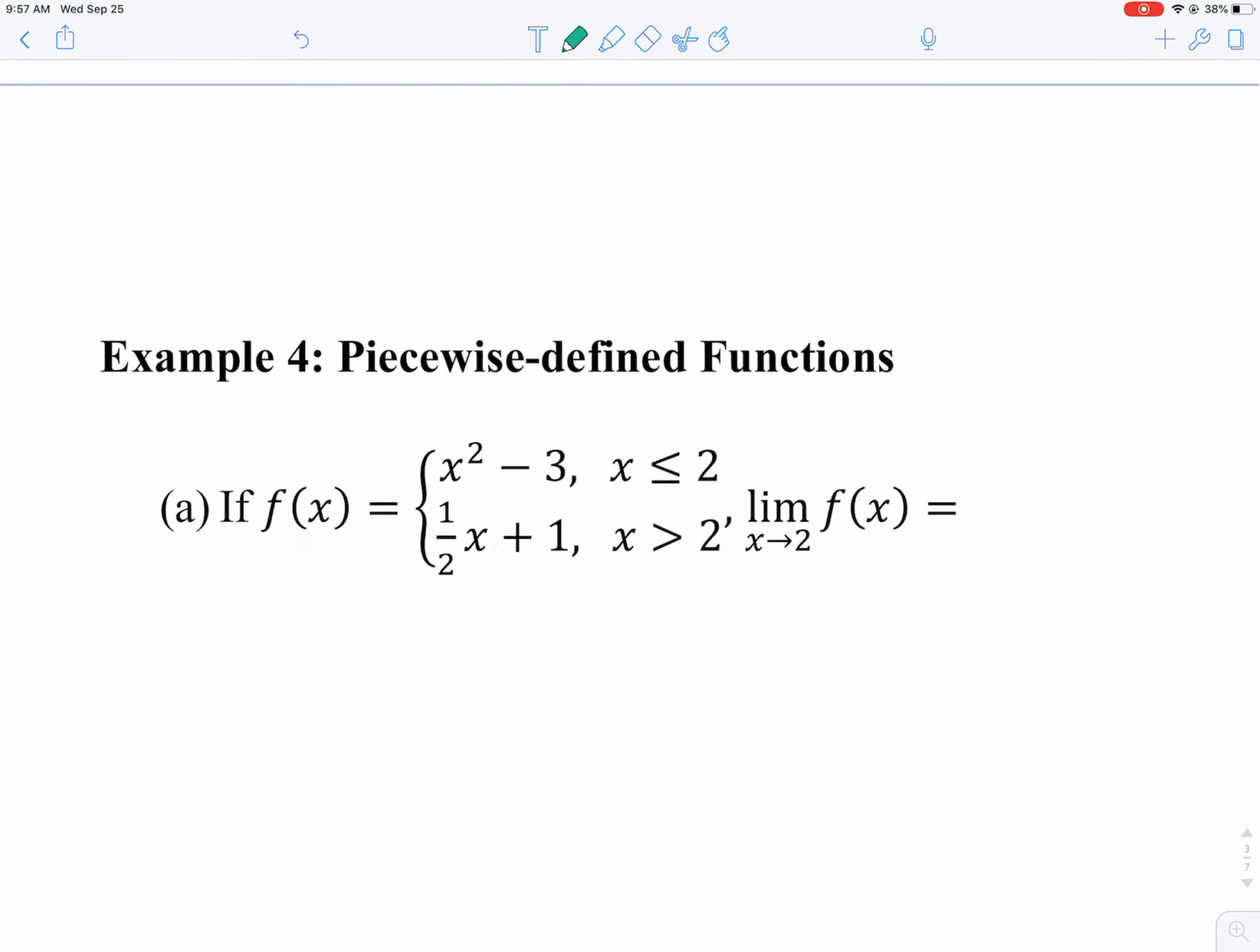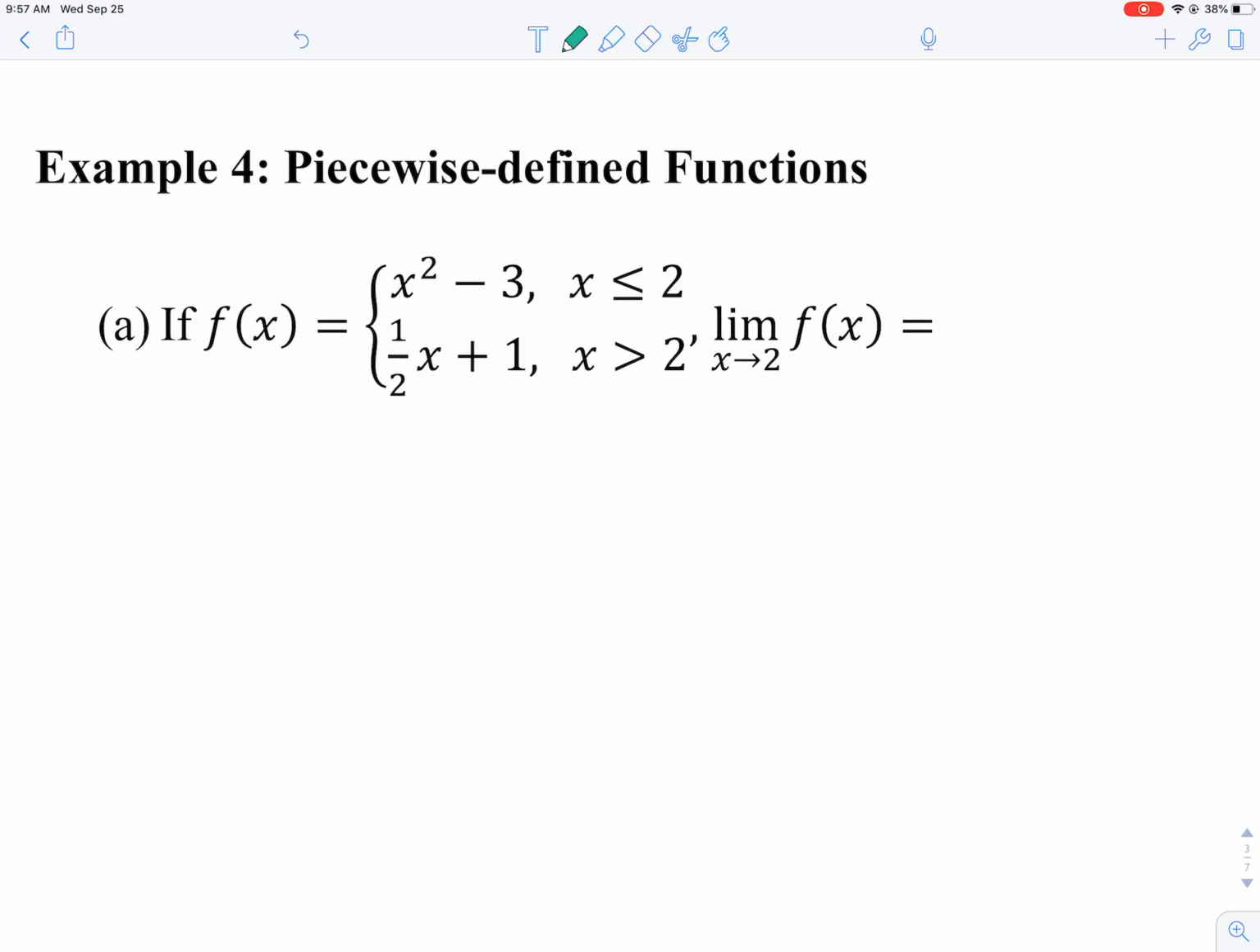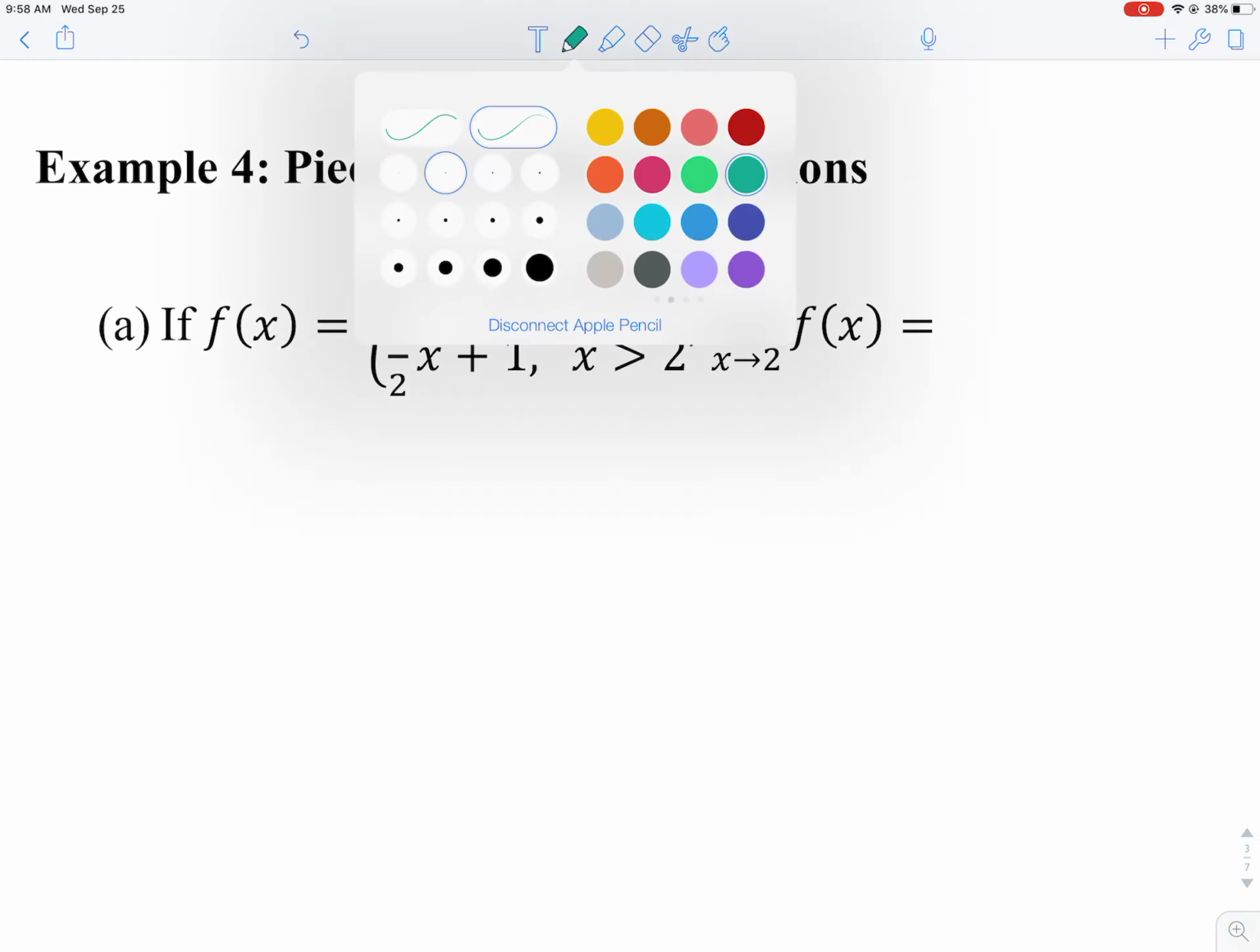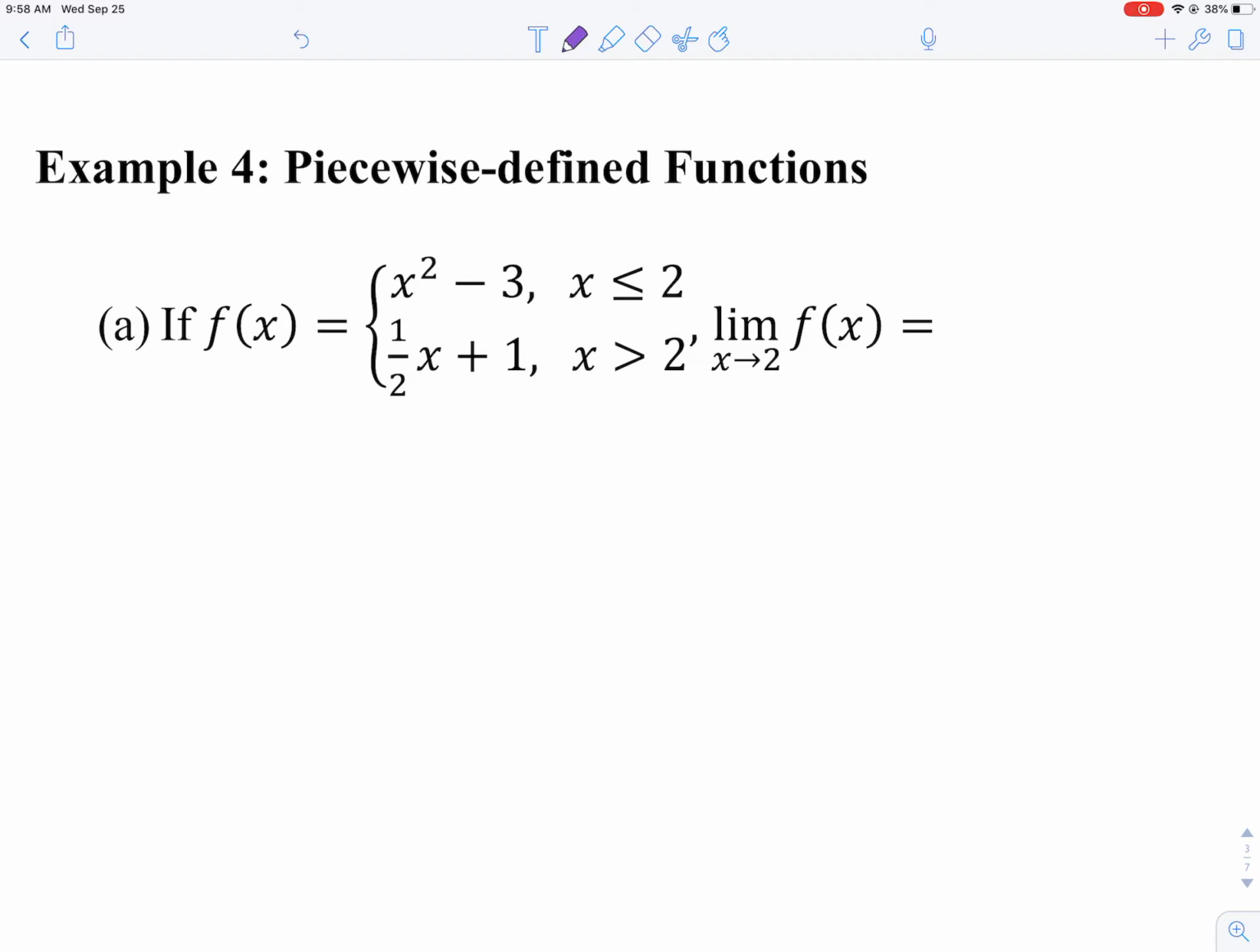So let's look at how we deal with limits of piecewise defined functions. Okay, so we're taking the limit as x approaches 2. This is asking for the two-sided limit. We can see that for this piecewise, 2 is the endpoint of the intervals for which each piece is defined on. So I'm going to think about taking the one-sided limits here.